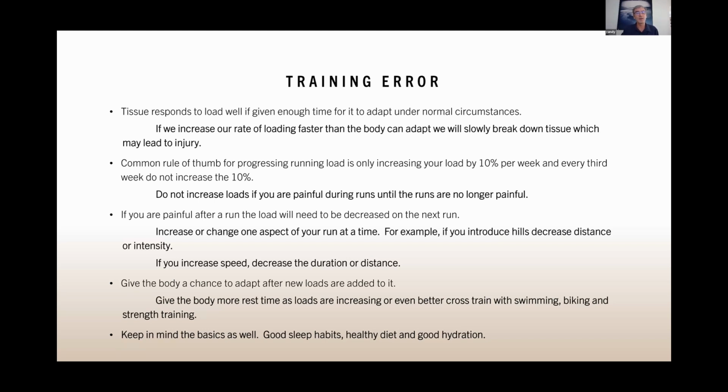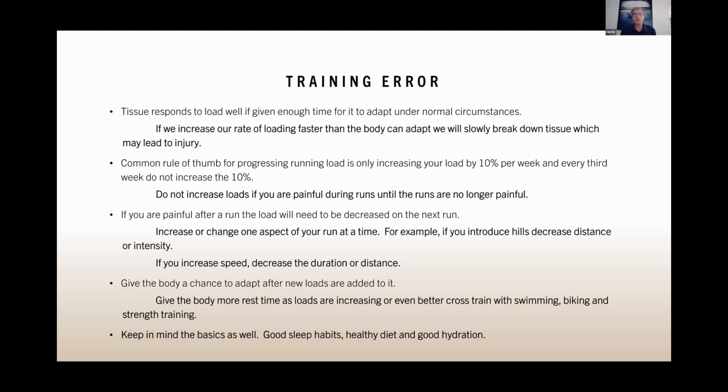And you don't want to increase your load if you're painful during a run until it's no longer painful during the run. If you're painful after a run, unfortunately, you need to decrease the load so it isn't painful after the run. There's just too much inflammatory activity happening from that, most likely.